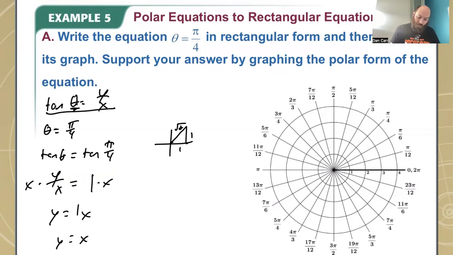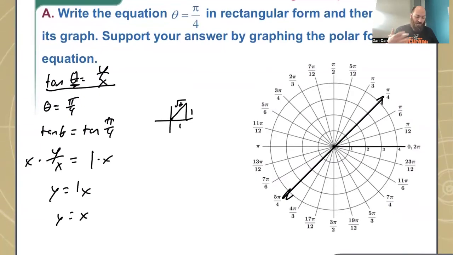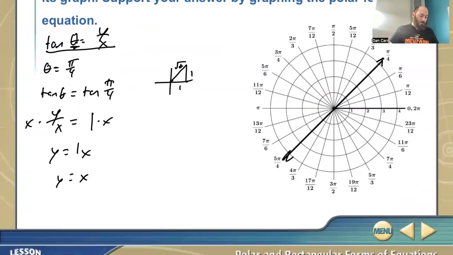So on a polar grid, it looks like this. It is just a straight line. And that's what we've done before. When we graphed the polar equation theta equals pi over 4, we get that straight line. So now we can see why it's doing that. That straight line is related to the equation y equals x in this specific case.